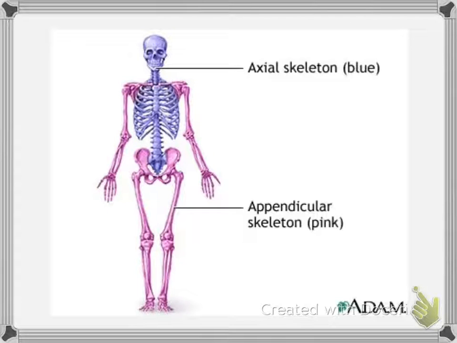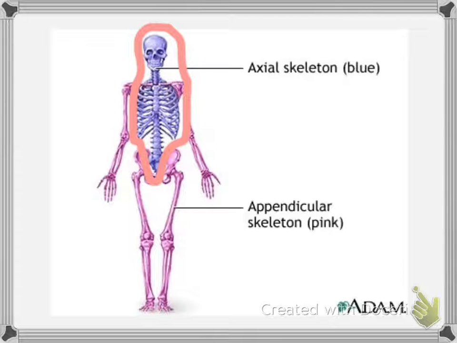So the human skeleton can be divided up into two parts, the axial skeleton and the appendicular skeleton. Now the axial skeleton, which is highlighted in blue, which I'm just scribing over now, is the central core of the human body, housing and protecting its vital organs.